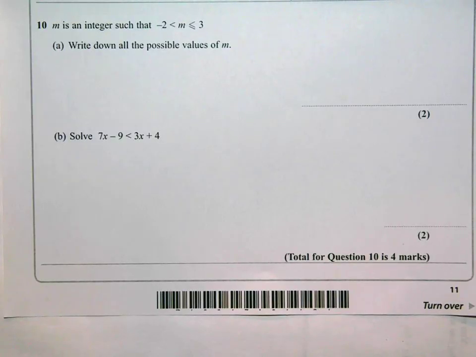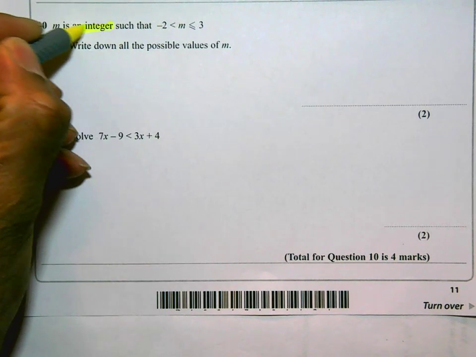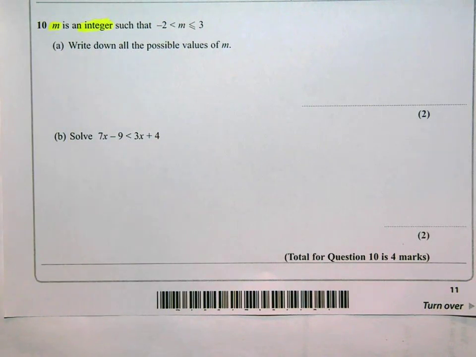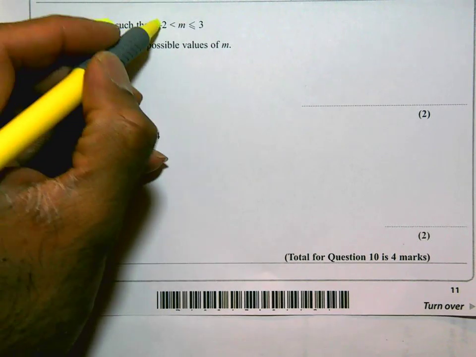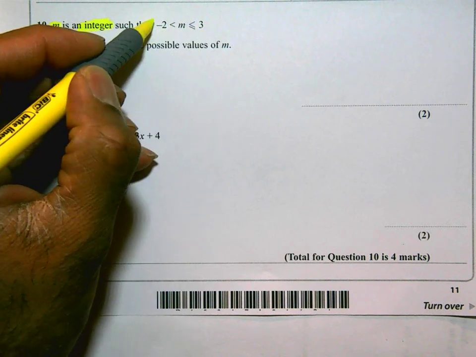Okay, here's question 10 on the higher calculator paper. This question is about inequalities. The first part of the question says m is an integer. Now you need to maybe make a note of this. An integer is a whole number. M is an integer such that minus 2 is less than m is less than or equal to 3.